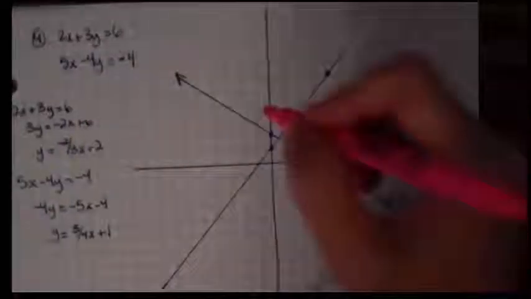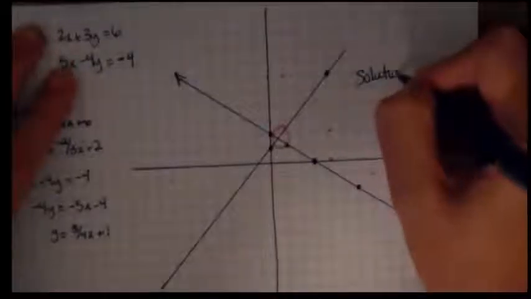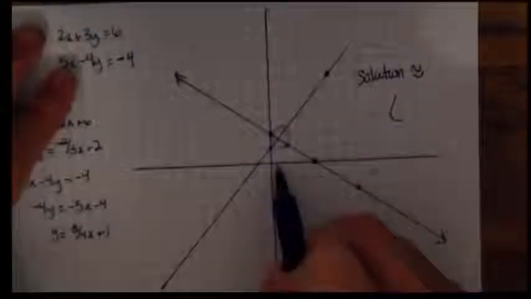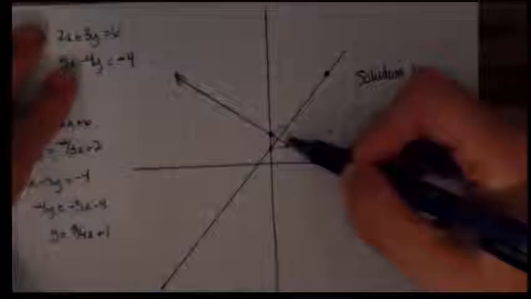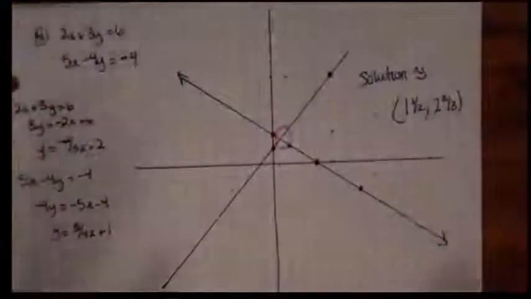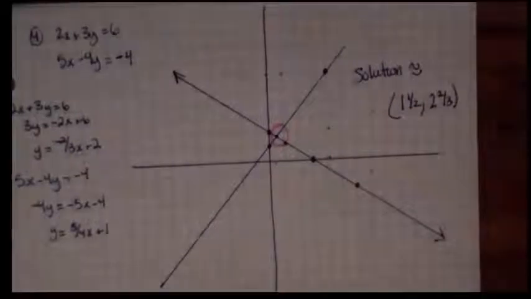Now, our solution still exists, but I don't have an integer solution. So at this point, what I'll say is the solution is approximately, well, this looks to be about 1.5, and this looks to be about 2 2/3. And that's the best guess I can make. I don't know this exact point, so I have to make a guess. And that is how you solve a system of equations by graphing.